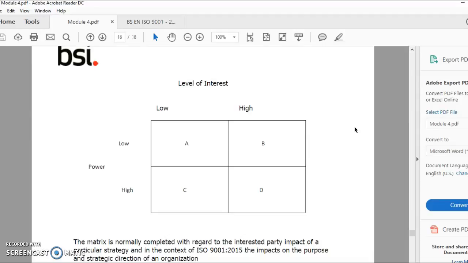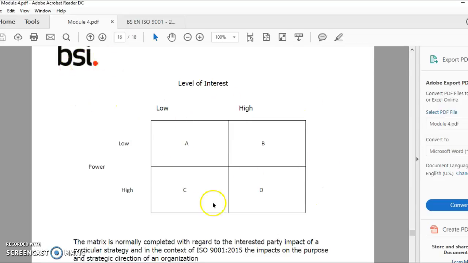Basically what it says is that you need to identify who your stakeholders are, determine what their level of interest within your organisation is, and the level of power they've got to exert influence over your organisation. So the low power and low interest go in segment A, high power, high interest D, and then depending on whereabouts they are in this stakeholder mapping process, you then need to deal with them in a specific way.